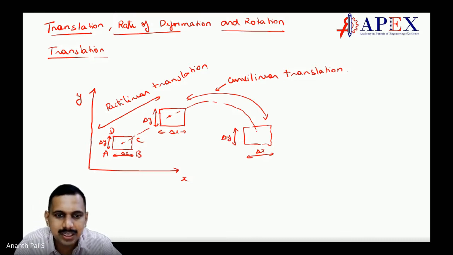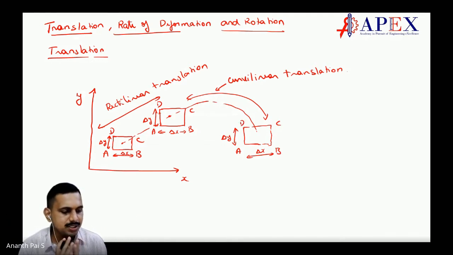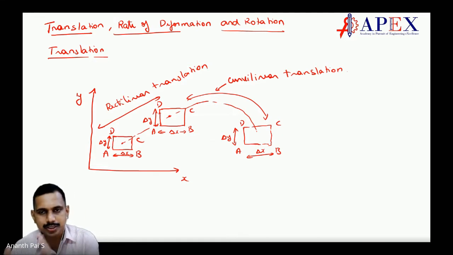So here ABCD remains ABCD. No rotation, no deformation. It is the same ABCD. So this is translation. Any doubts here, students? So the particle just moves from one position to the other.